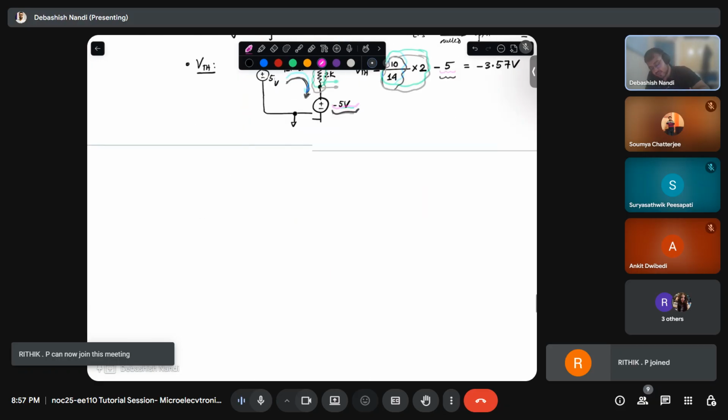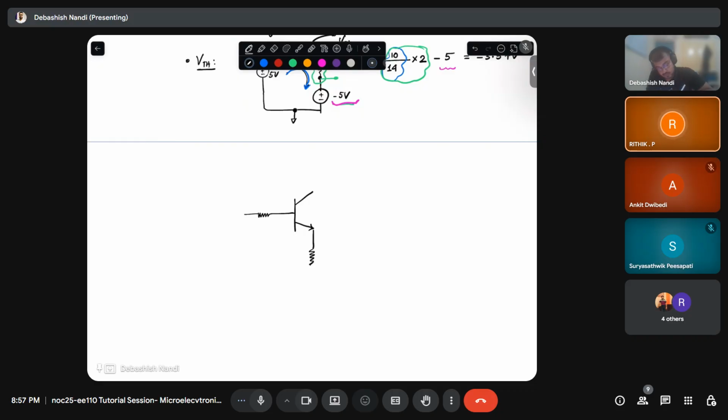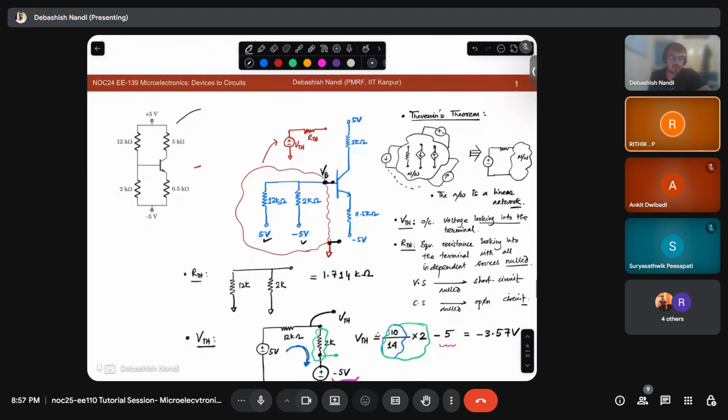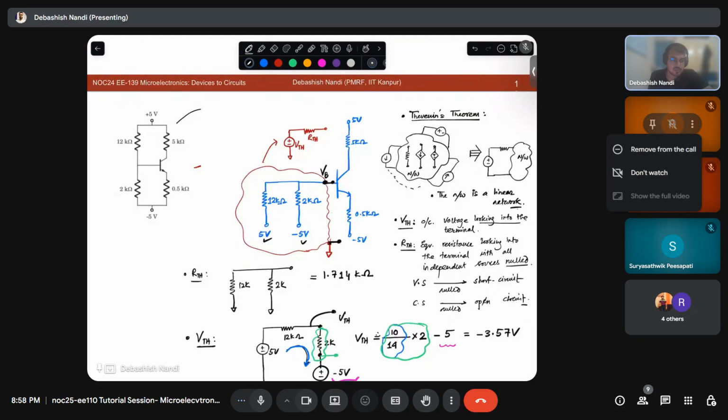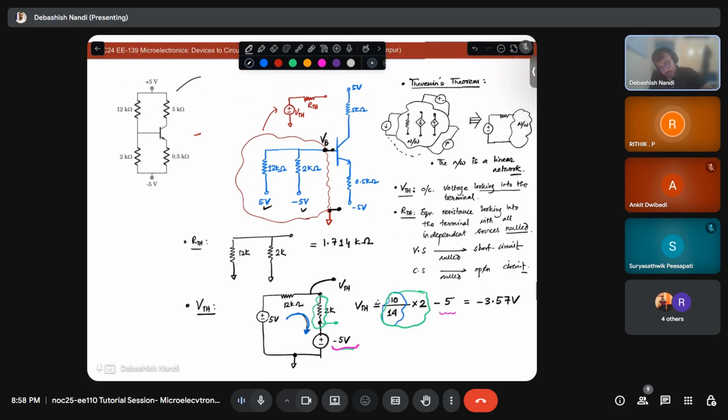So now my circuit becomes, so there is a VB. So this is my minus 3.57 volt. Can you please mute yourself? Okay. So this is my then point.